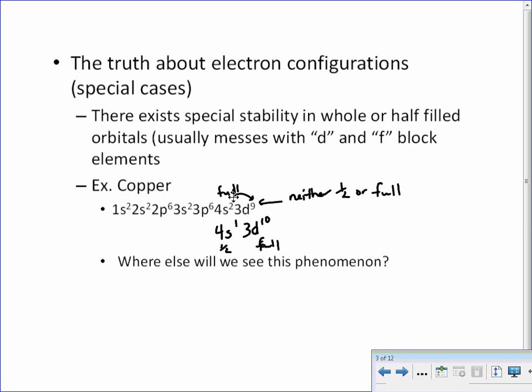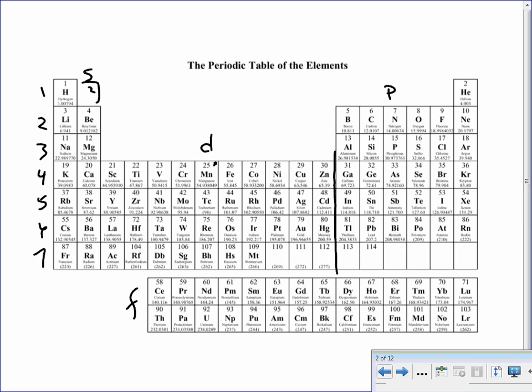Okay, and if you look at your periodic table, it makes sense where else this might occur. Consider where the d sublevel would be almost half filled. The d sublevel is half filled at 5 electrons, starting at scandium 1, 2, 3, 4, 5. Right, so the chromium group ends in d4.